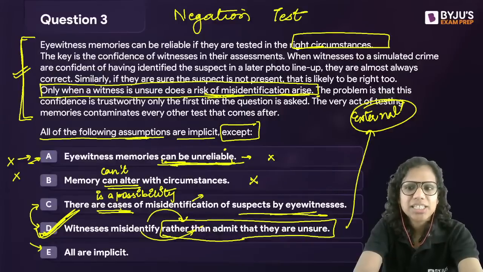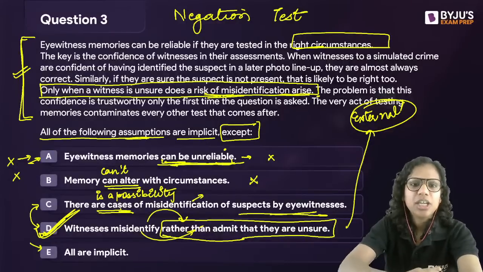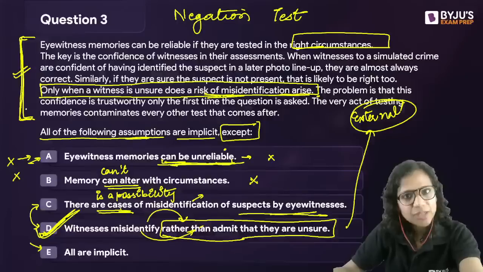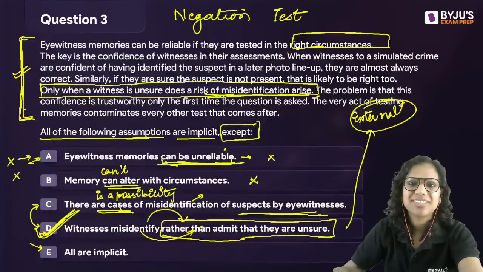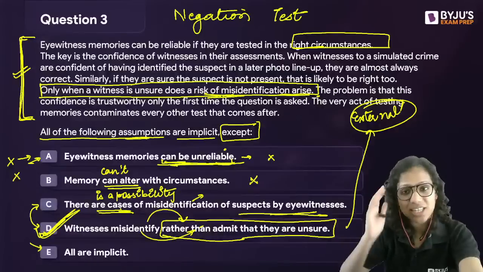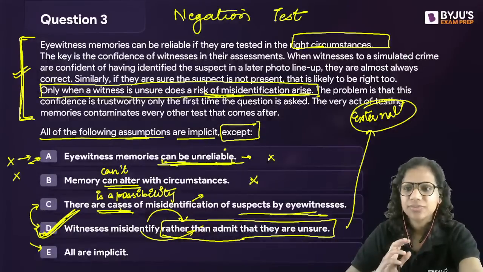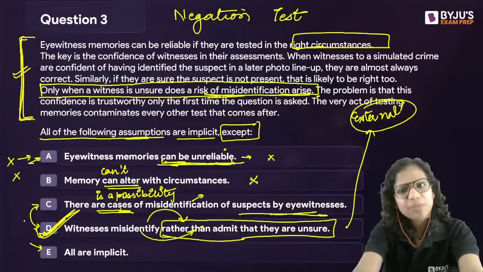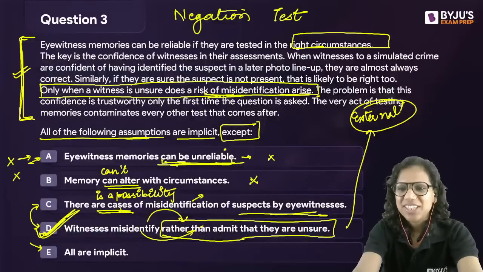So the negation test is clear: think of the opposite of that statement. And if on thinking the opposite of that statement, this stops making sense, then that means yes, it is an implicit assumption because it has to be necessarily true. Right? So this is how we solve them. Let's attempt one more question and maybe it will appear easier.